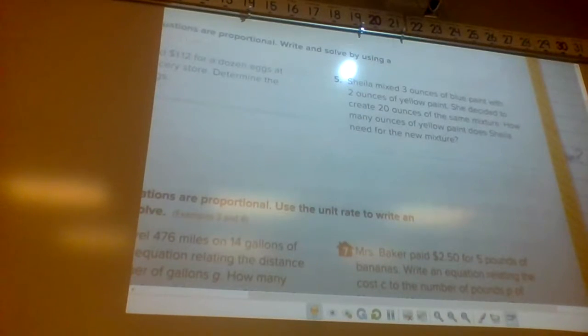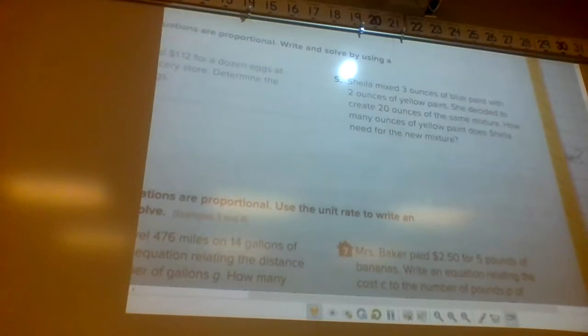Sheila mixed 3 ounces of blue paint with 2 ounces of yellow paint. She decided to create 20 ounces of the same mixture. How many ounces of yellow paint does Sheila need for the mixture? So what is Sheila doing? What activity is she doing right now? She's mixing blue and yellow paint. Can you guys agree with that?